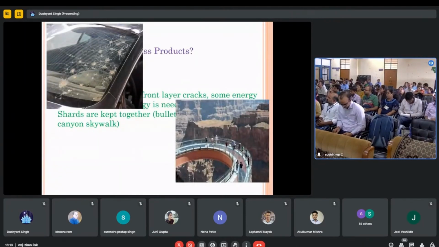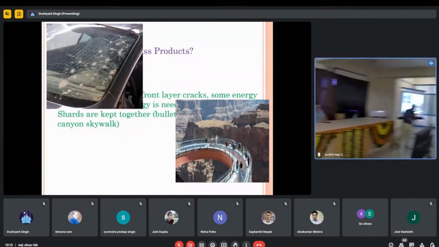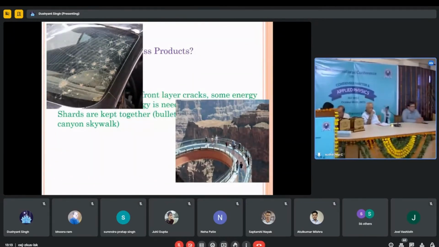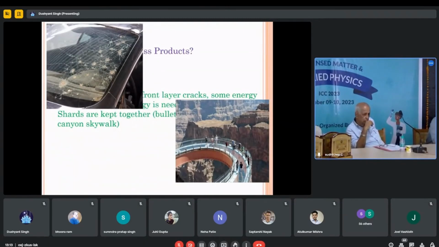So this laminated glass is used in car windshields. For bulletproof application, multi-layer glass is used, but there is nothing but a bulletproof glass. And also the skywalk is made of multi-layer laminated glasses. So that is the kind of reliability we have with glass, that you can walk through the skywalk standing at a few kilometer height. Okay.